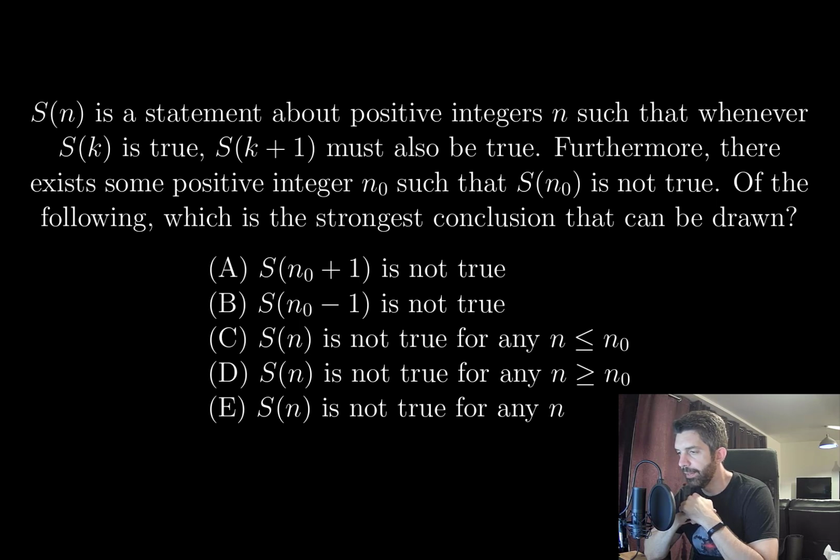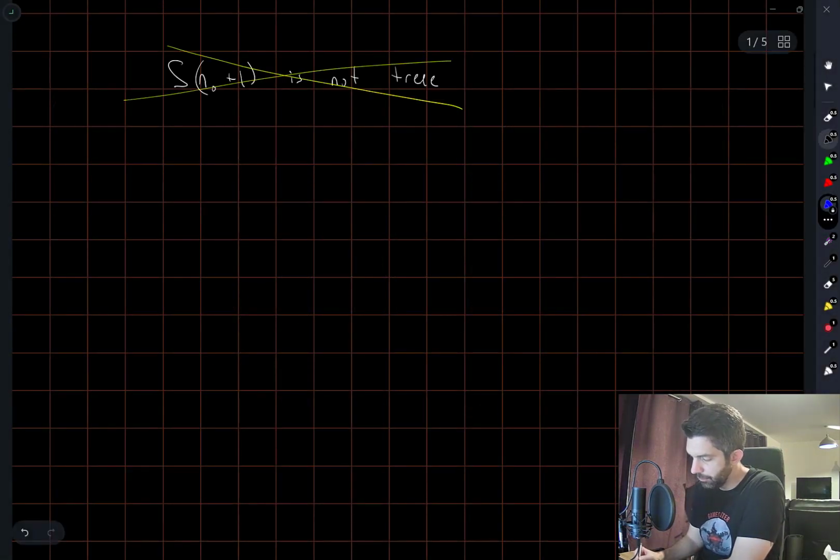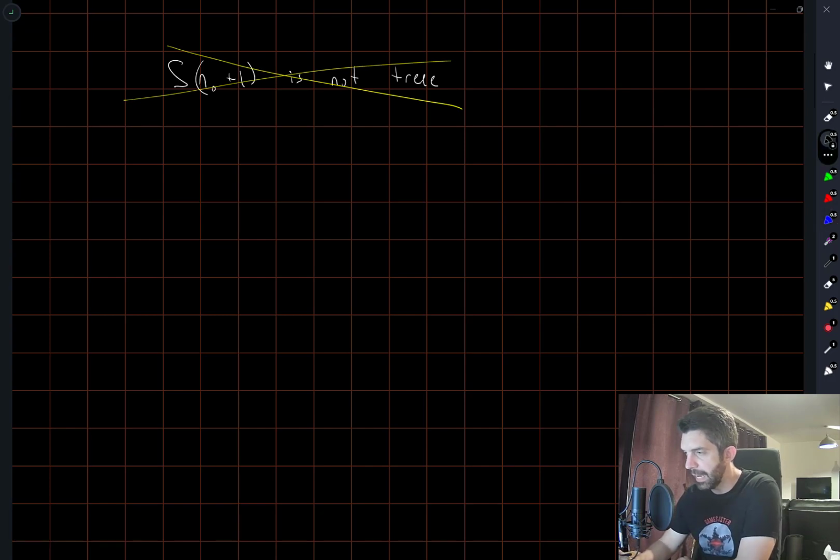Okay, so let's go through them one by one and just kind of rule them out. I can rule that out because with the information that we're given, we basically have the induction step holds for some statement, but we do not have a base case. What we have instead is that for some value n naught, the statement does not hold. But if S of n naught is not true, it is still possible that S of n naught plus 1 is true.